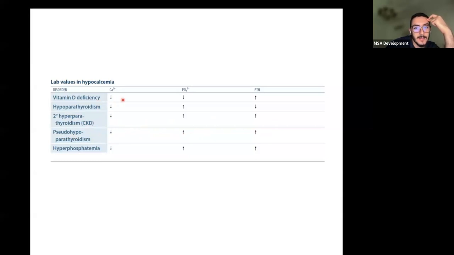Vitamin D deficiency is interesting. Decreased calcium, decreased phosphate, but increased PTH. As I mentioned in the beginning, vitamin D deficiency is a reason why PTH could be high, because the low calcium stimulates the parathyroid gland to secrete parathyroid hormone. Vitamin D has a major role in increasing calcium, but you will have very low phosphate levels. Why? Because you have very high PTH, which is the phosphate-wasting hormone.